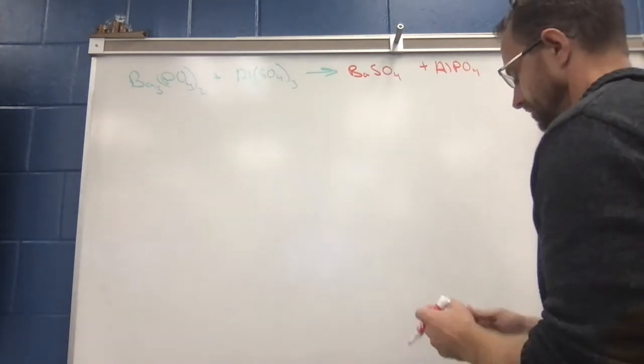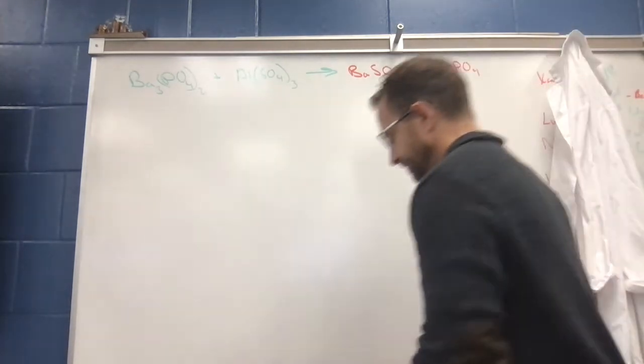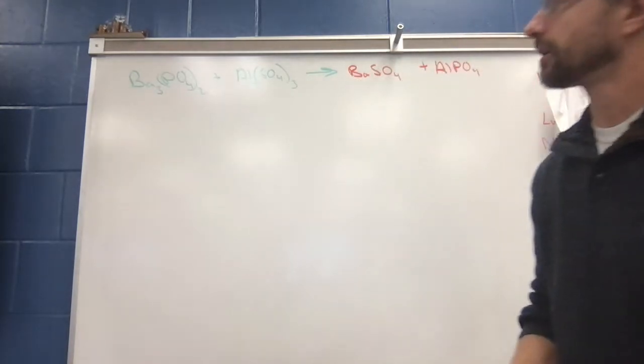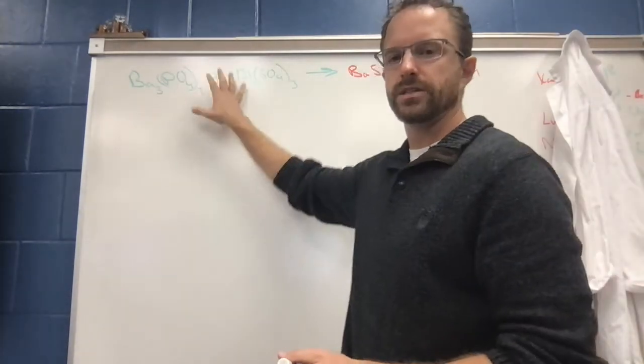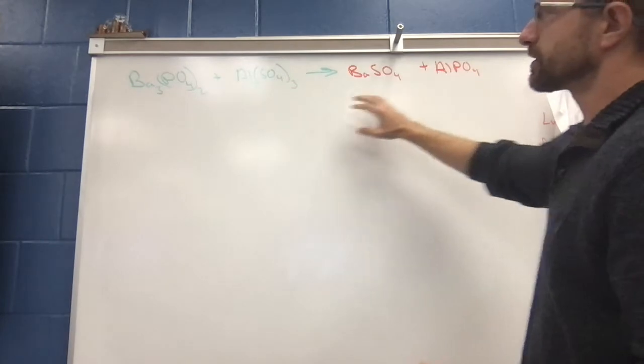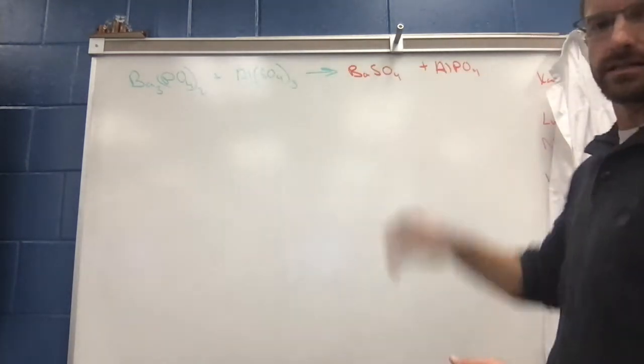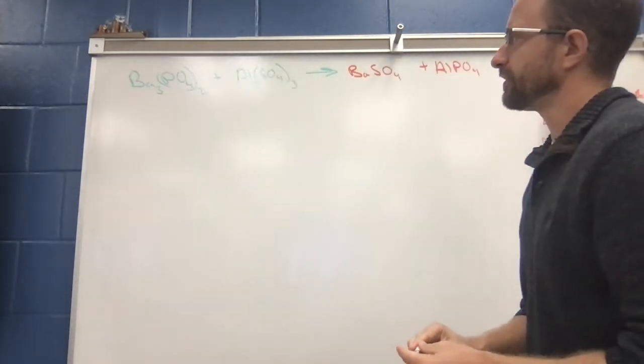So remember, we had some vocab issues the other day when I was talking to some students. Reactants is what we start with. Products is what we produce. These things turn into these things, right? So we start with barium phosphate and aluminum sulfate.